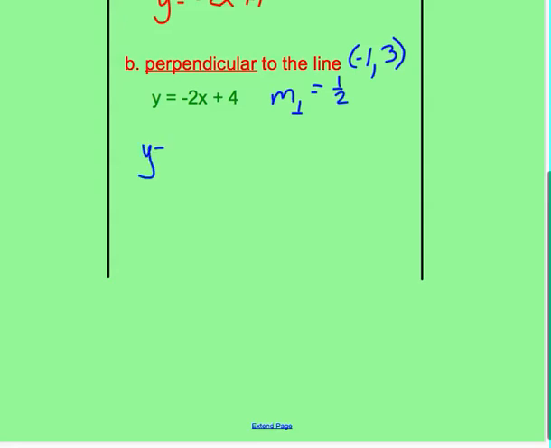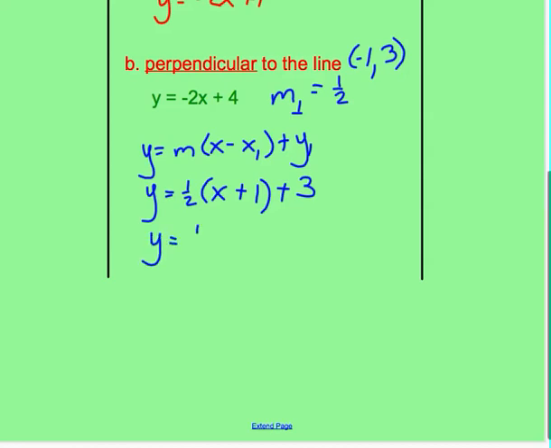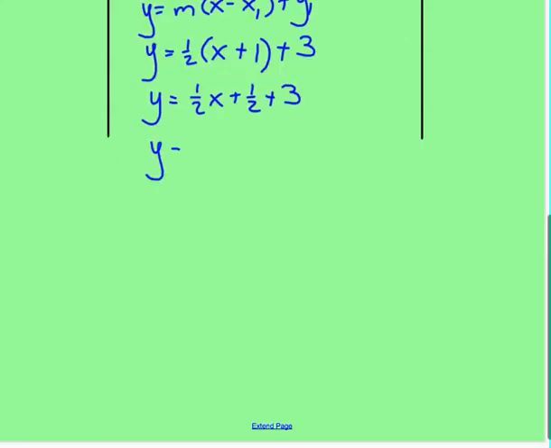Writing down point slope form and substituting in, my slope is 1/2. My x is -1, it goes into the asylum, becomes positive. My y stays outside and stays positive. And finally distributing that 1/2 and combining like terms, you can go ahead and leave it as 3.5.